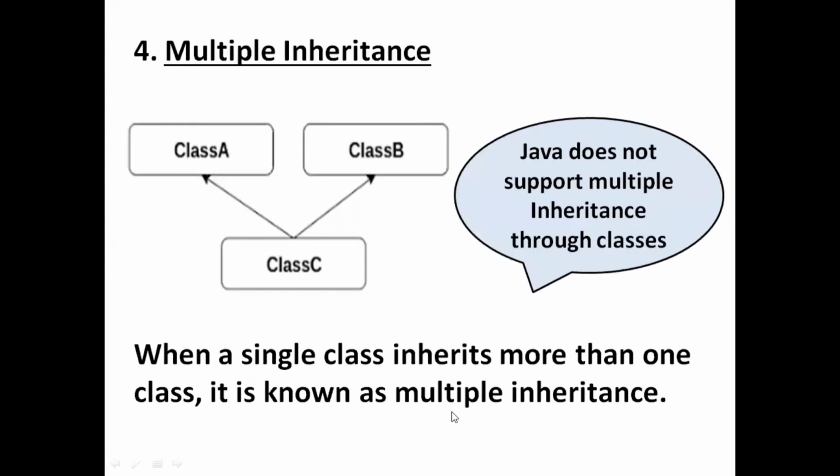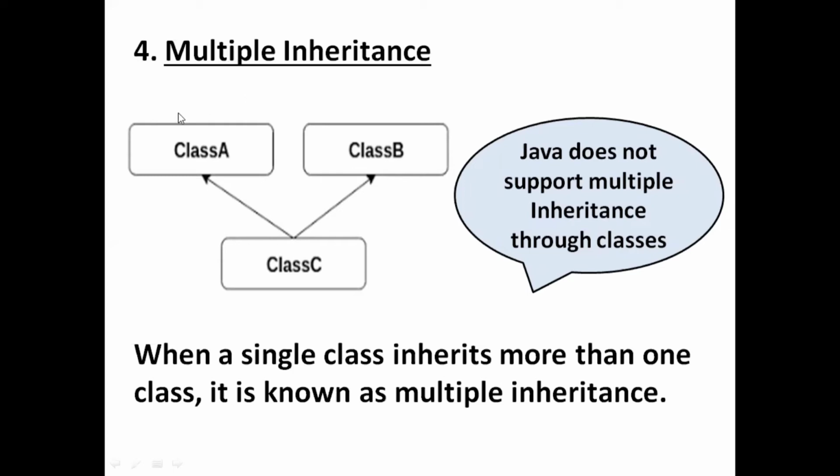Next type of inheritance is multiple inheritance. And please note, Java does not support multiple inheritance through classes. It supports multiple inheritance through interface only. I will explain this concept in my later videos.